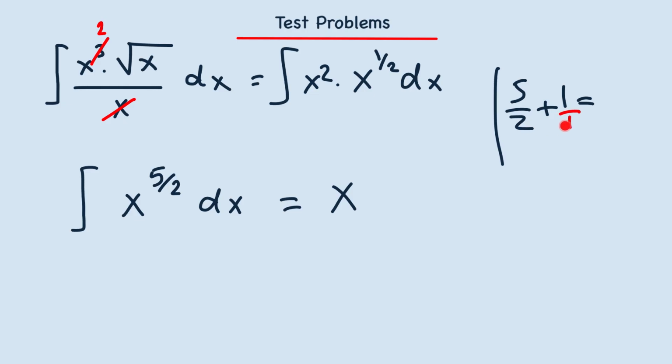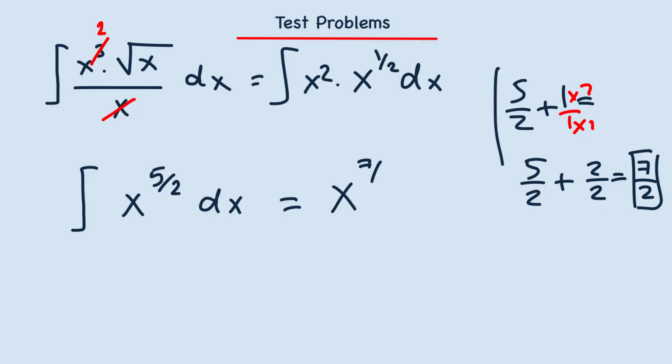And since the denominators are not equal, I should multiply this fraction by 2 to have the same denominator as this fraction, right? So multiply by 2, multiply by 2. So we'll have 5 over 2 plus 2 over 2, which equals 7 over 2. So the new exponent will be 7 over 2. And I have to divide the whole thing by, again, 7 over 2. And of course, plus C.